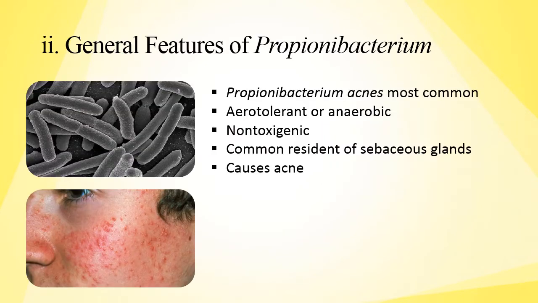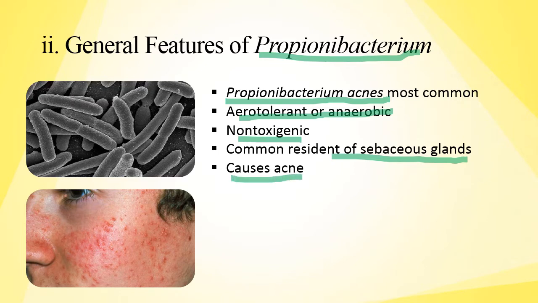The following genus is Propionibacterium. It is also known as the pimple bacterium. One of the members of this genus is Propionibacterium acnes, which is most commonly present in your sebaceous glands. It is air tolerant and anaerobic, and it is non-toxigenic, and as I mentioned before, it causes acne.